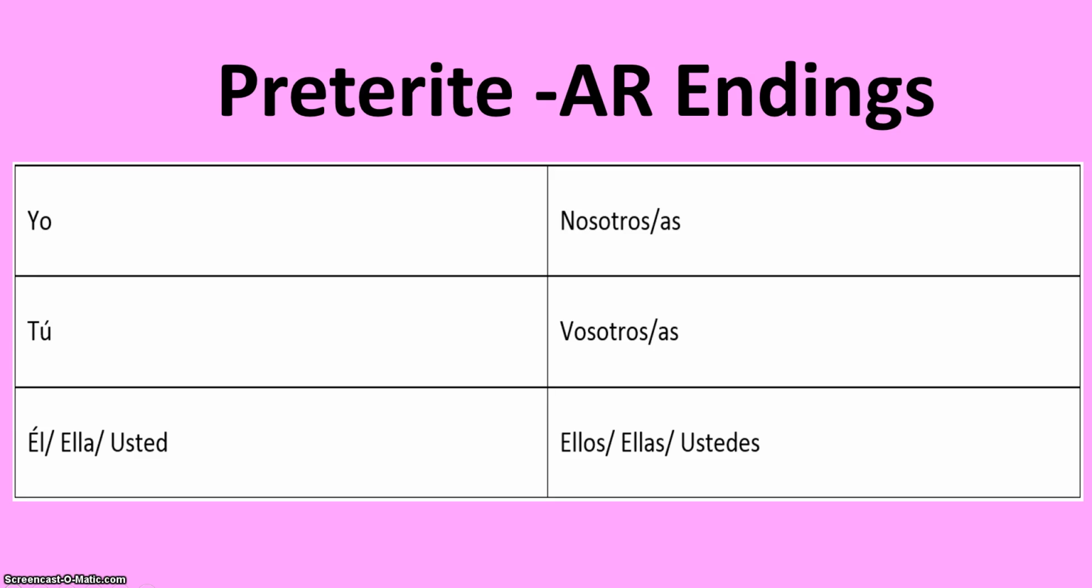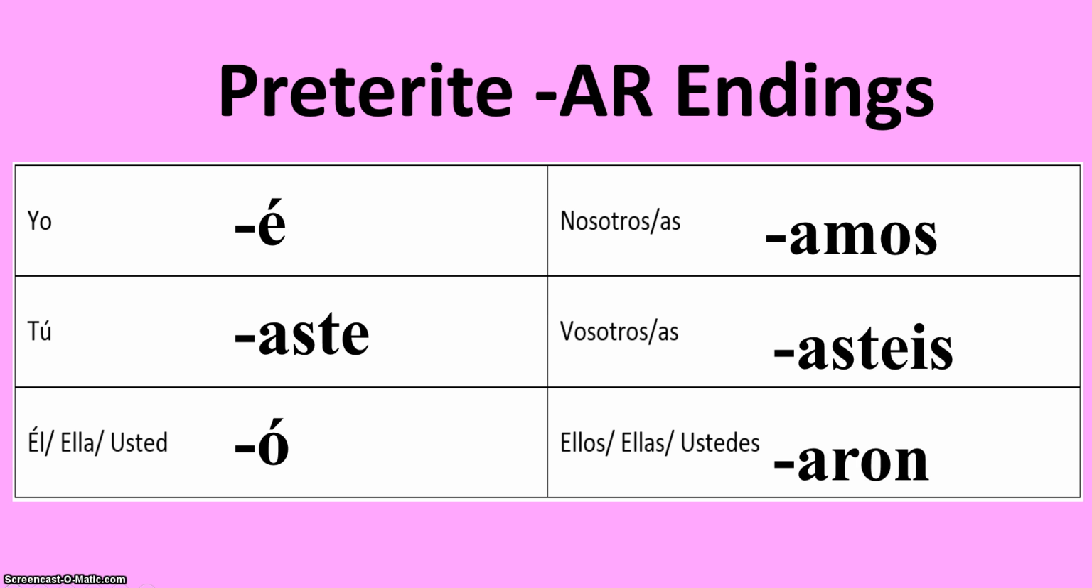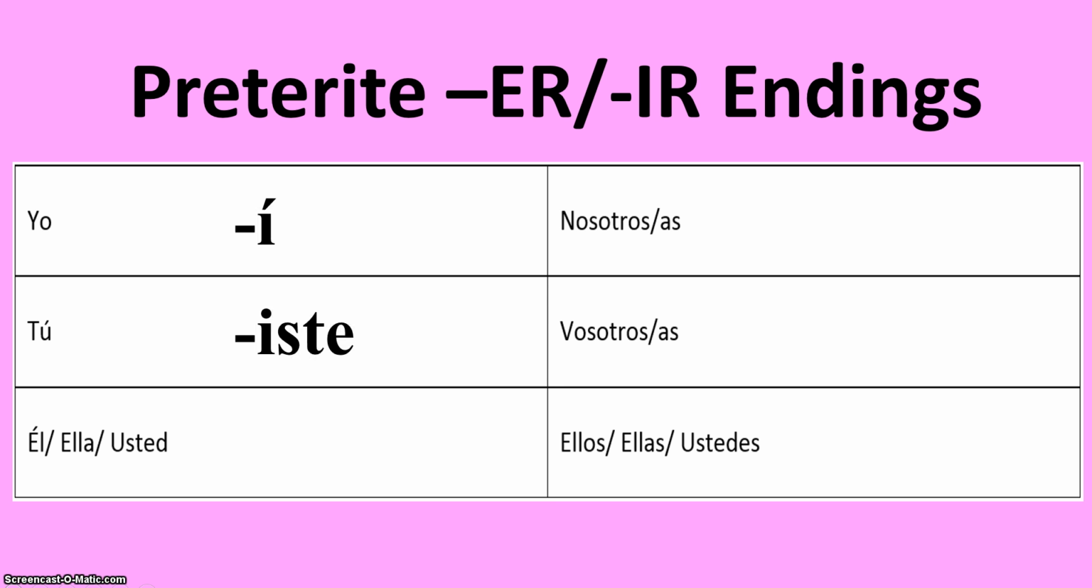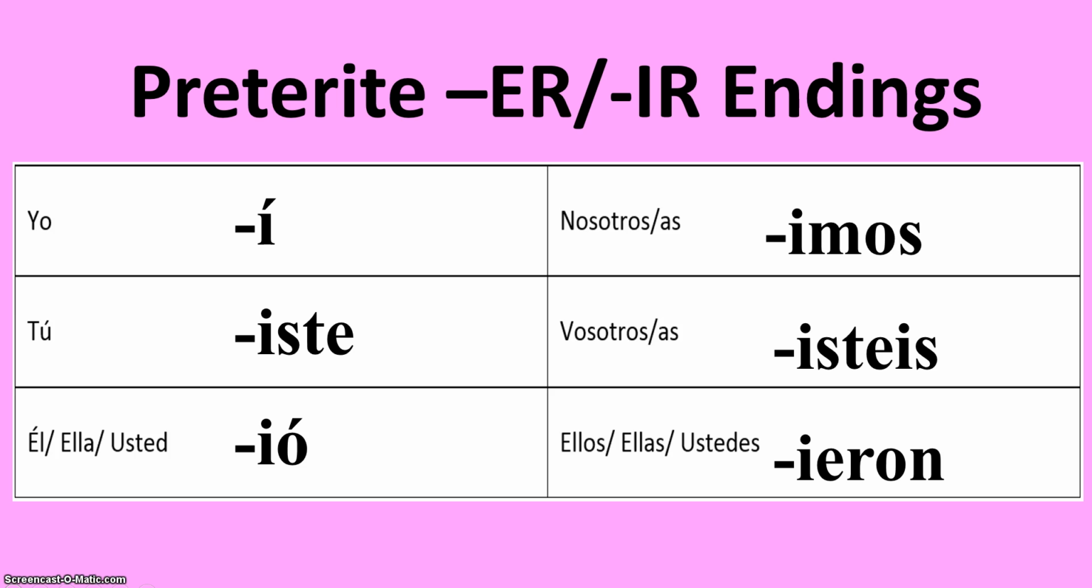Let's review our preterite AR endings first. We have é, aste, ó, amos, and aron. And then our preterite ER-IR endings: í, iste, ió, imos, and ieron.